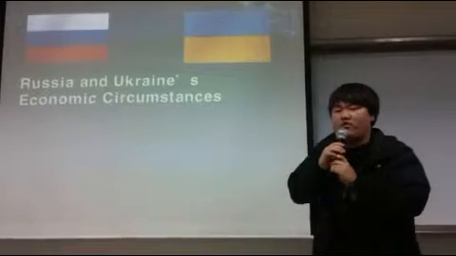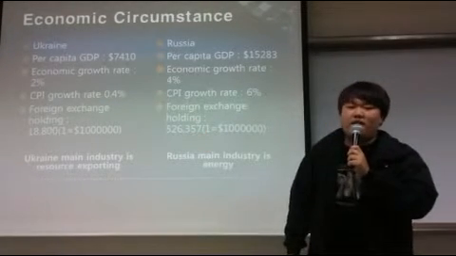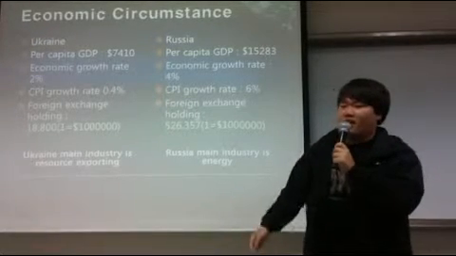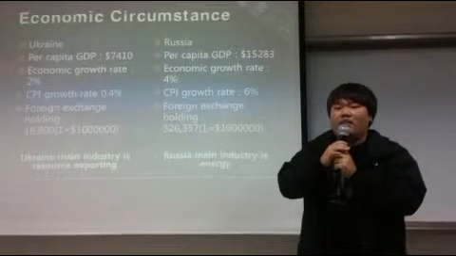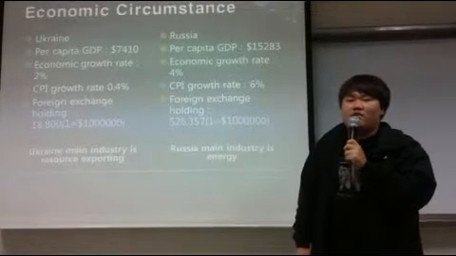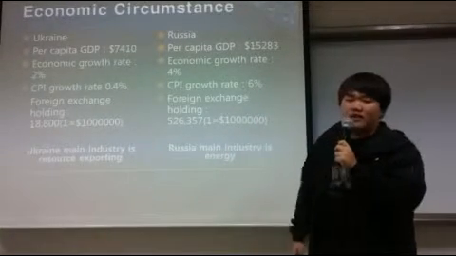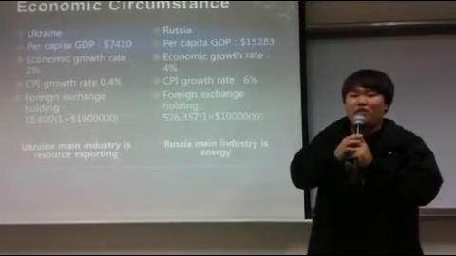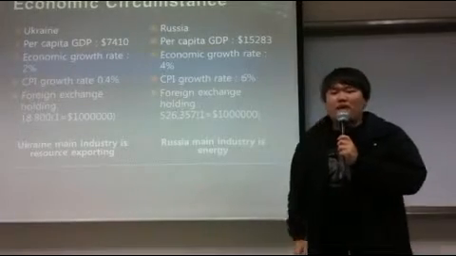I will move on to Russia and Ukraine's economic indicators. If you look at the figures, Ukraine's per capita GDP is $7,410, with 2% economic growth and 0.4 point of CPI growth. They have foreign exchange holdings of $188 billion. For Russia, the per capita GDP is $15,803, with 4% economic growth, 6% CPI growth, and foreign exchange holdings of $52 billion. We can infer their budget lines.